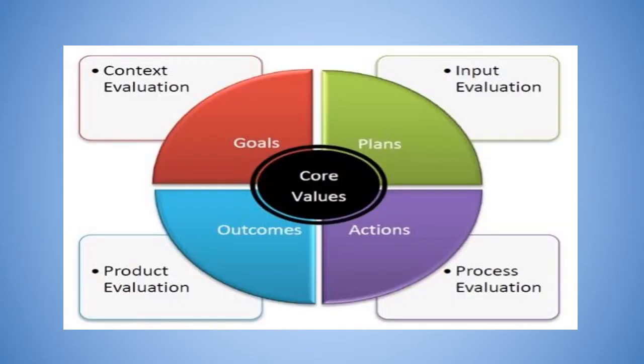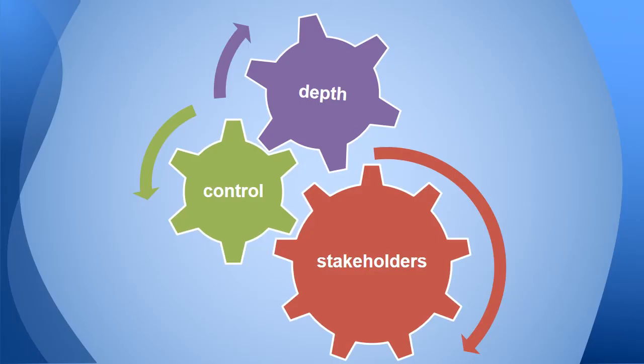Stufflebeam's context, input, process, and product model is an evaluation approach systematically aimed to improve educational decision-making. This 4-part model is a framework for guiding evaluations of programs, projects, personnel, products, institutions, and evaluation systems. With the evaluator in a more expansive role, the model centers on decision-making and clarifying program objectives.